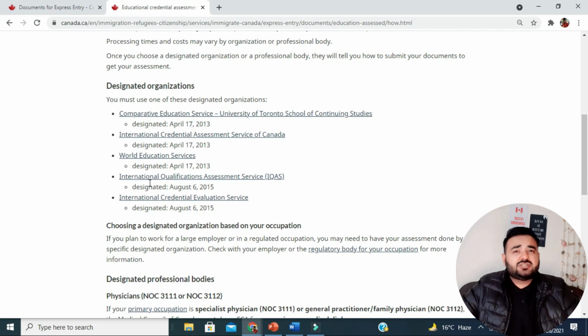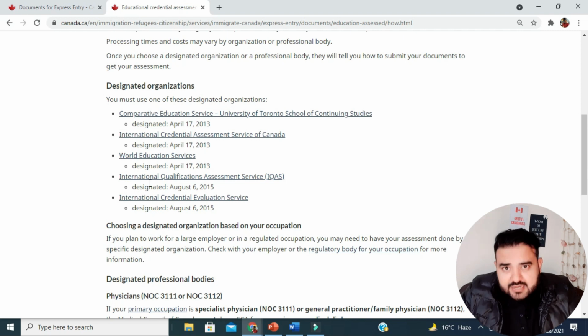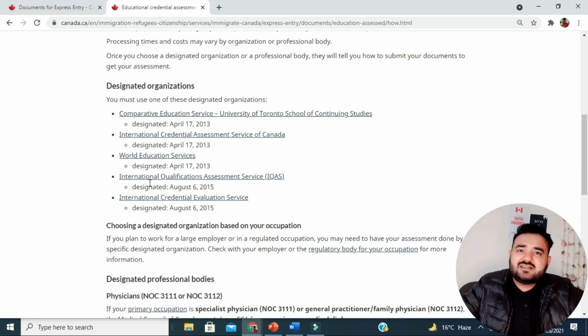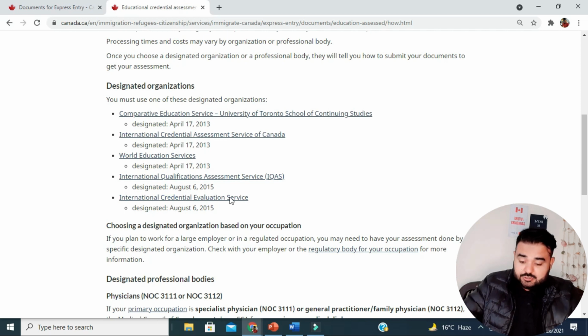But you cannot apply for this license before receiving a PNP notification of interest, because you never know which PNP is going to select you, and every province has a different regulatory body. So it is not realistic to get a license from all provinces. Wait for the PNP notification of interest, and then you can apply for the license if your NOC is regulated. Okay, so that covers these 5 ECA bodies.